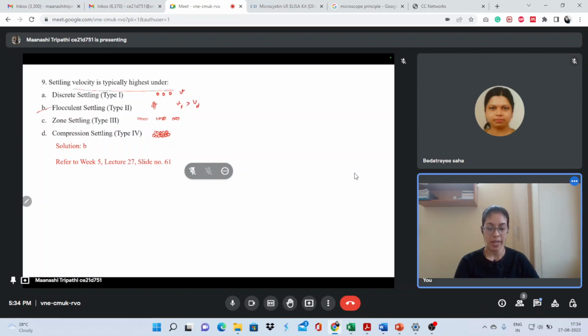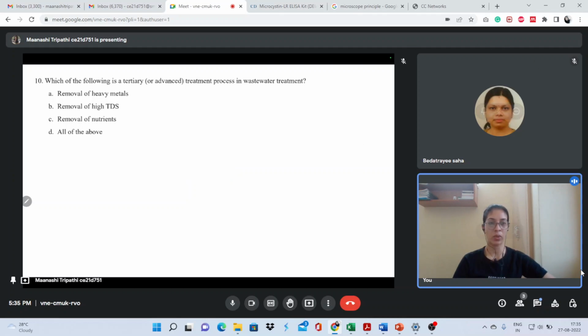Okay. And in zone and compression settling, what happens? They are settling, they are in a cluster. They are settling, but they get equal resistance from the water particles present. That is why the velocity decreases. So that is why the flocculant settling velocity is highest. When you do experiments, you will find this very easily.